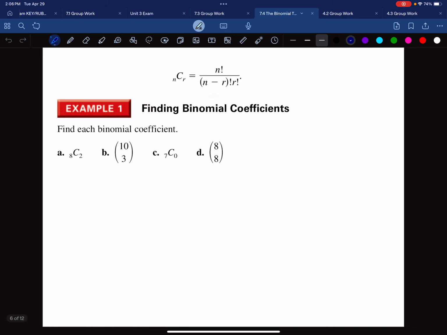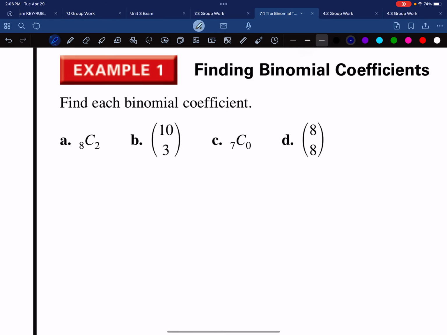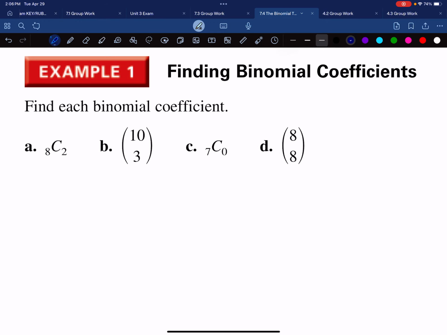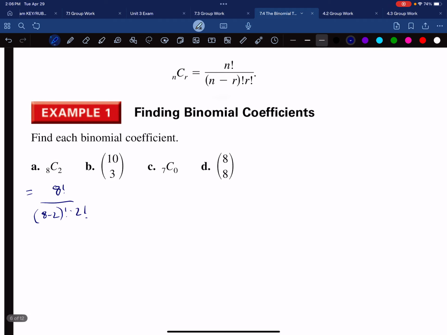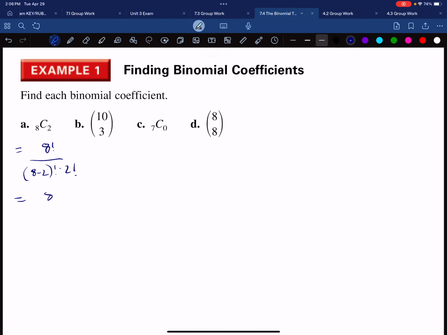So let's do an example where we evaluate different binomial coefficients. I'm going to do the first one by hand, and then I'll show you in your calculator and on Desmos how you can access the combinations operator. So 8 choose 2 based off our formula would be 8 factorial over 8 minus 2 factorial times 2 factorial. So that's 8 factorial over 8 minus 2, which is 6 factorial, times 2 factorial.